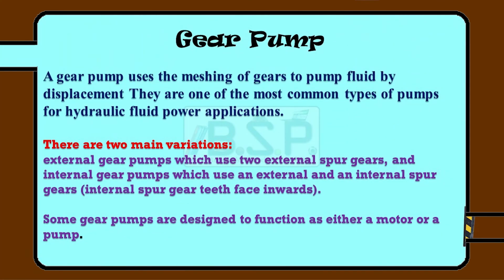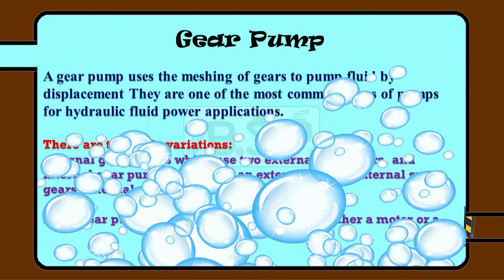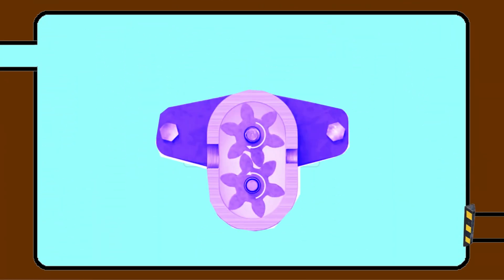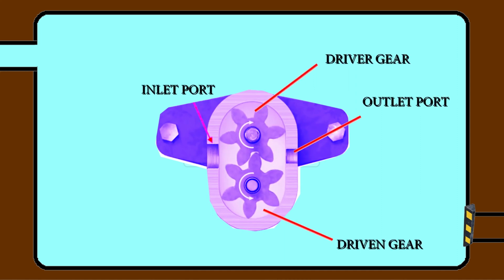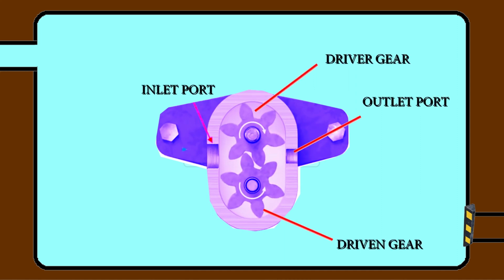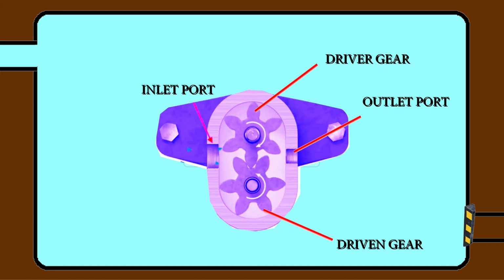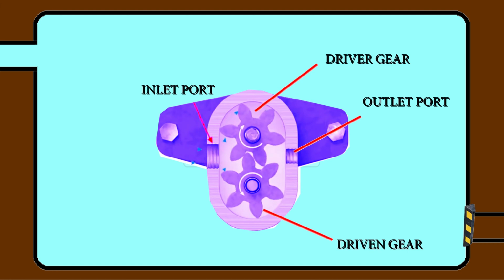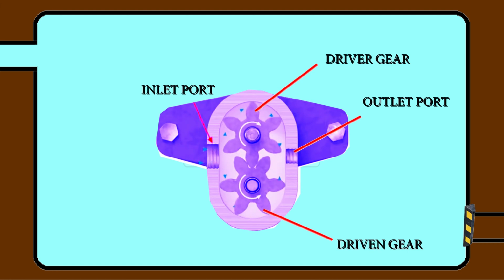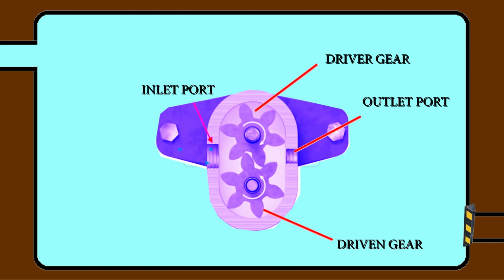First, we will study about gear pump. A gear pump uses the meshing of gears to pump fluid by displacement. They are one of the most common types of pumps for hydraulic fluid power applications. There are two main variations: external gear pumps, which use two external spur gears, and internal gear pumps, which use an external and an internal spur gears. Internal spur gear teeth face inwards. Some gear pumps are designed to function as either a motor or a pump.